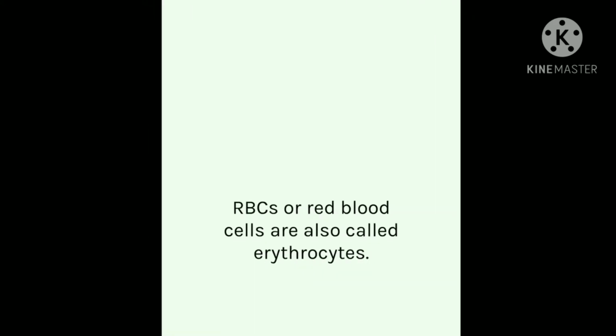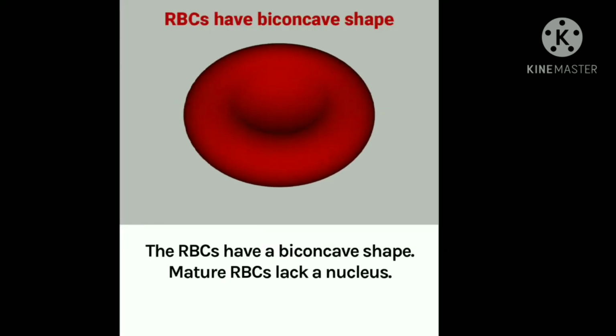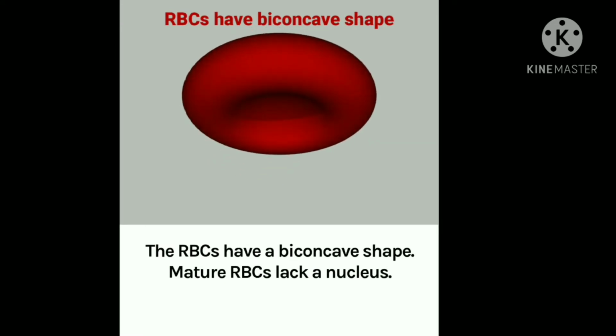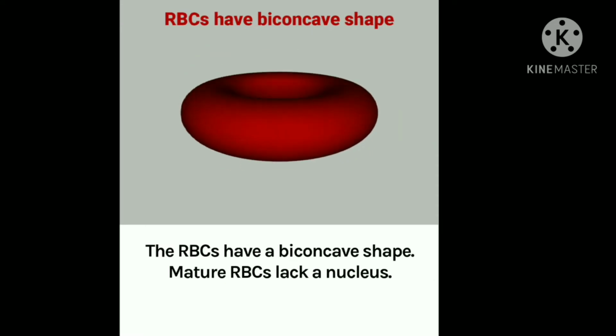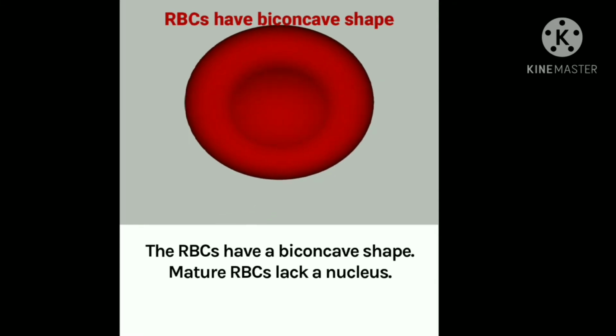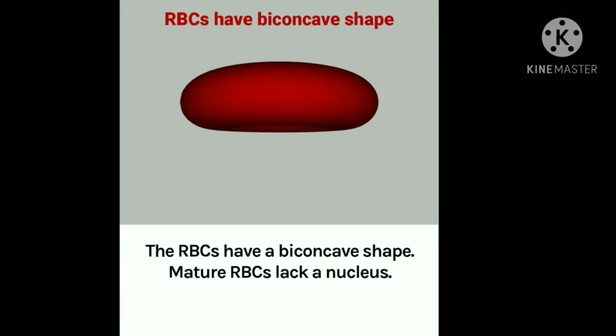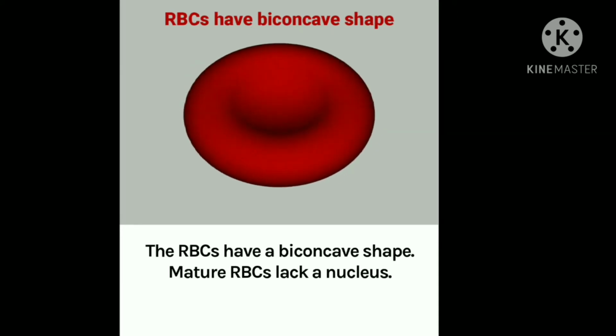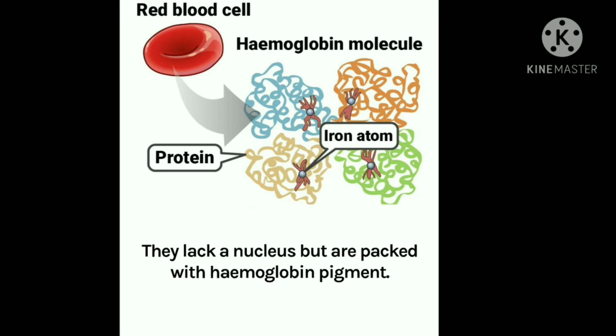Now red blood cells or RBCs. The RBCs, means the red blood cells, have a biconcave shape. Mature RBCs lack a nucleus. So just see, the red blood cell contains the protein and the iron atom. They lack a nucleus but are packed with the hemoglobin pigment.